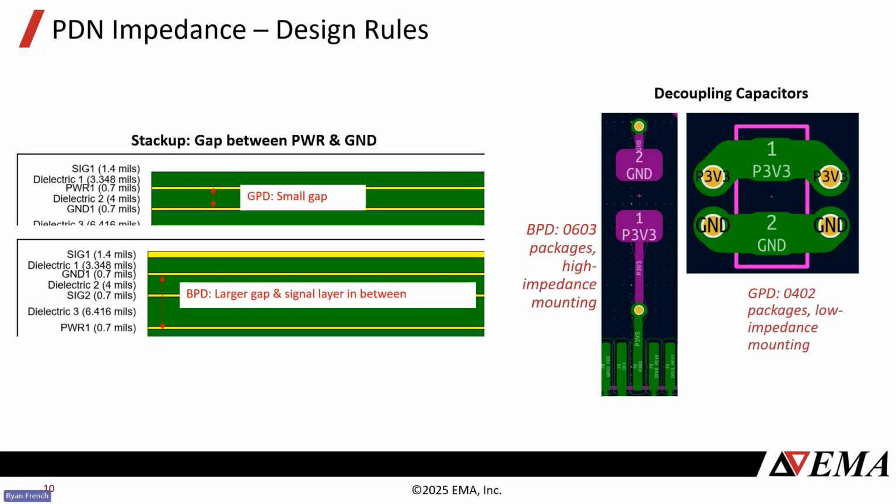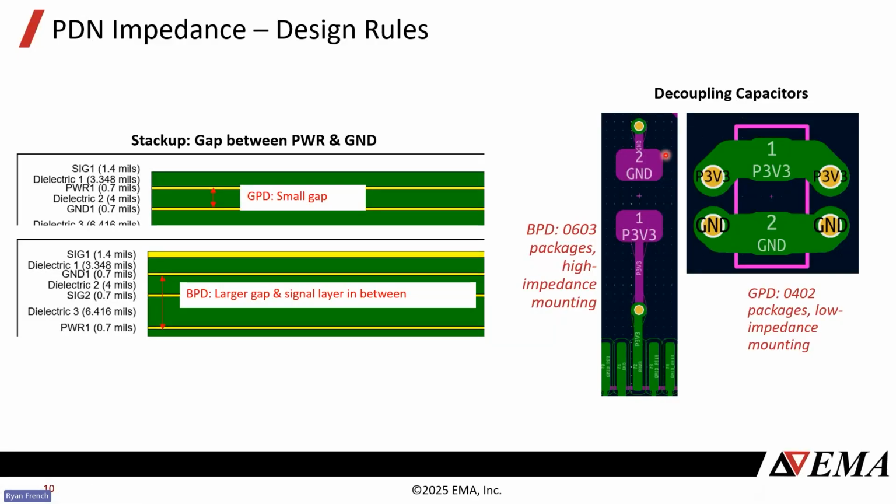What's the difference between these designs that really affects the results we're going to see here? The first is the stackup. Between my power and ground planes on the good design, you can see they're separated by 4 mils. They're very, very tightly coupled. And in the bad design, it's about 11 mils or so. And you see there's a signal layer in between, which further breaks up the coupling that we want between ground and power.